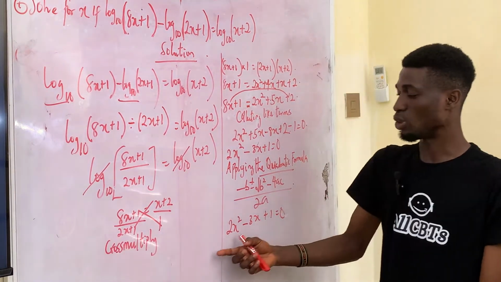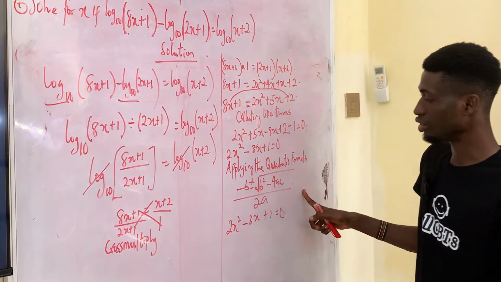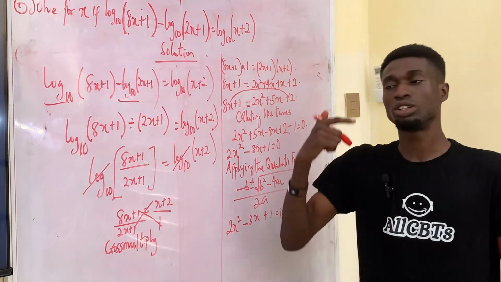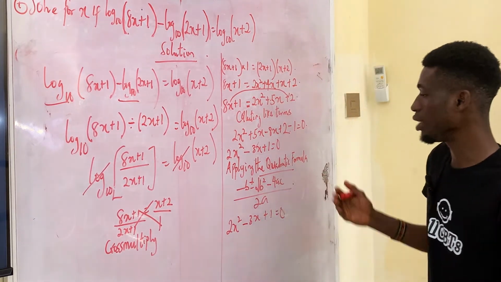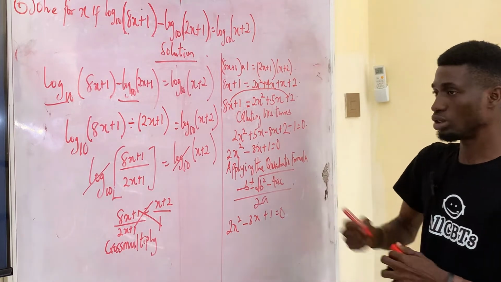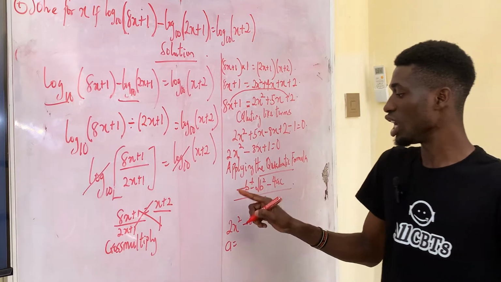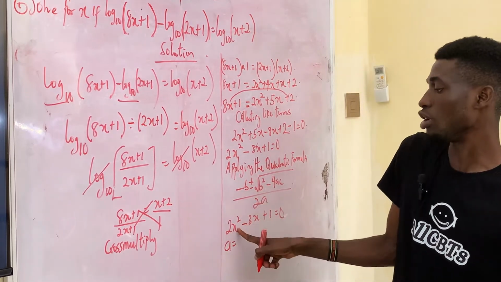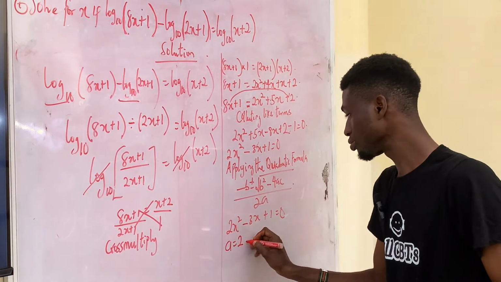Because this is a quadratic equation, that's the reason why I'm using the quadratic formula. You can also use the factorization method or completing the square method, but I prefer to use the quadratic formula. So your A is your first term. That means the number in front of your x squared will always be your A. Here we have it as 2.